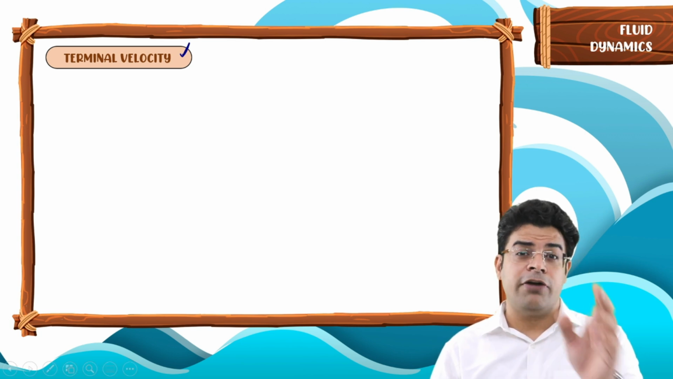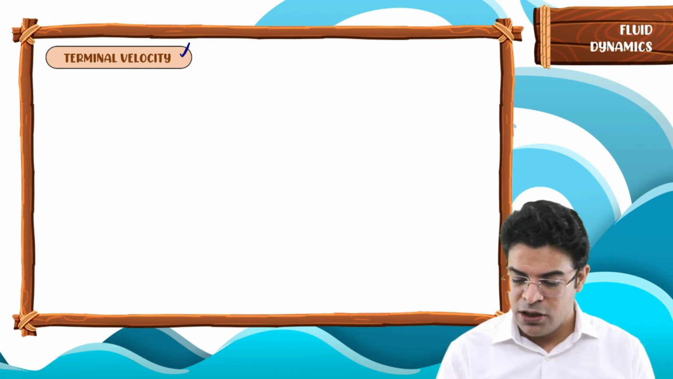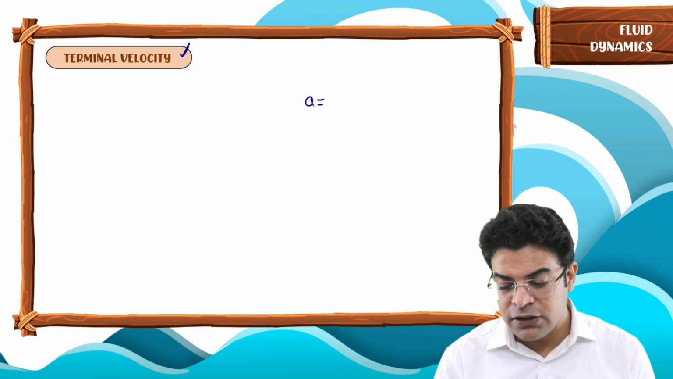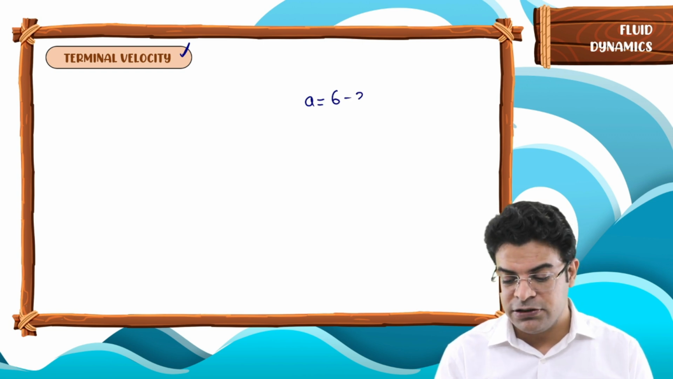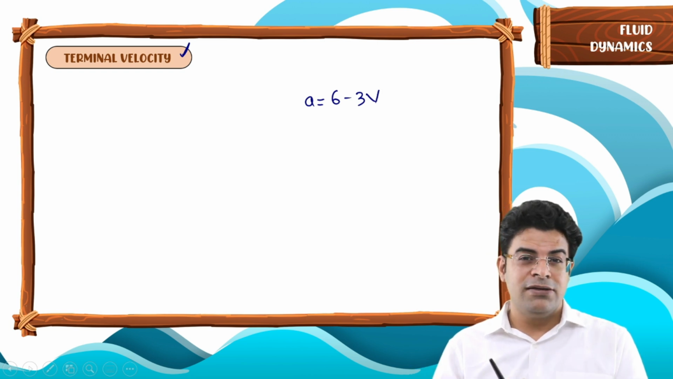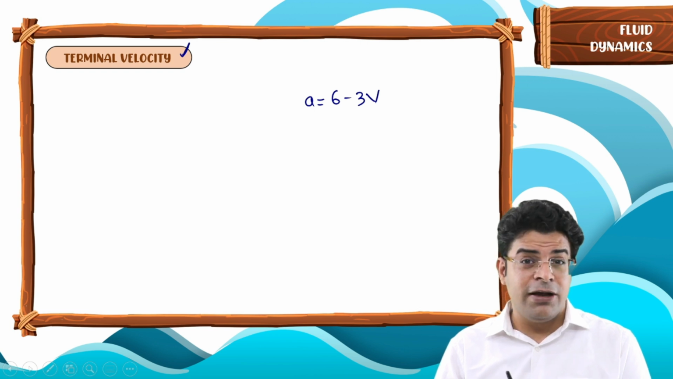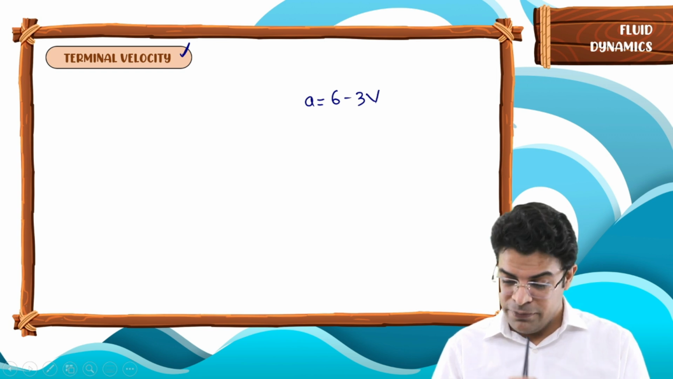The ultimate velocity. This is my personal favorite question to ask students. The acceleration of a particle is given by 6 minus 3v. Determine the terminal velocity of this particle. The acceleration of a particle is given by 6 minus 3v. Determine the terminal velocity of the particle.